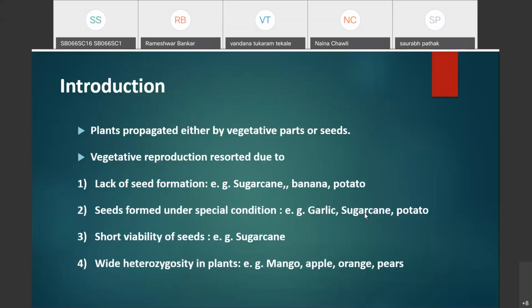Generally you know that plants are propagated either by seeds or by vegetative parts. Okay, plants are generally propagated either by using vegetative parts or seeds. Vegetative reproduction in plants is mainly resorted to due to various reasons.